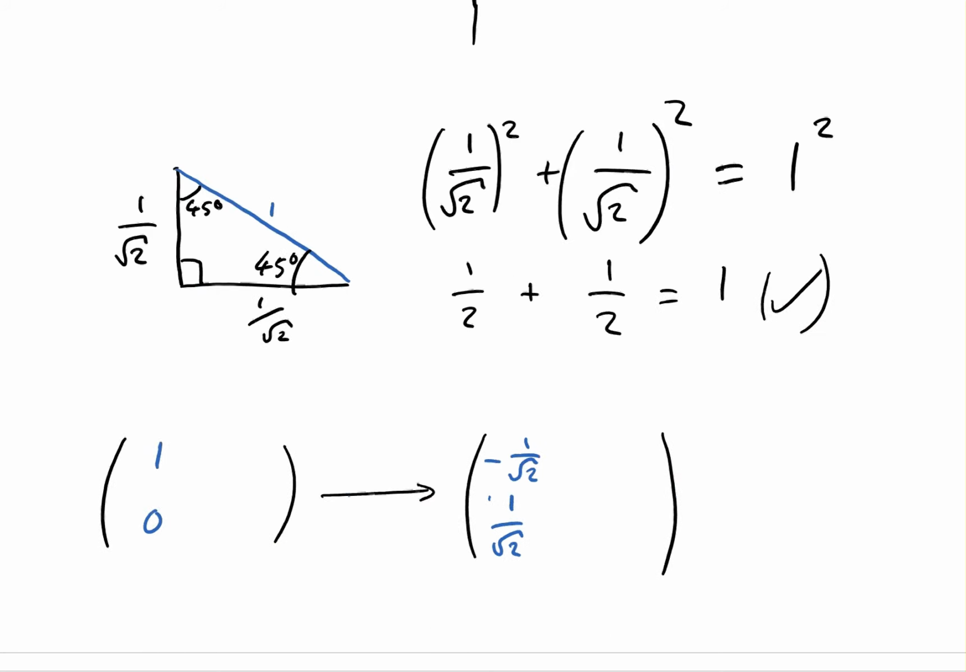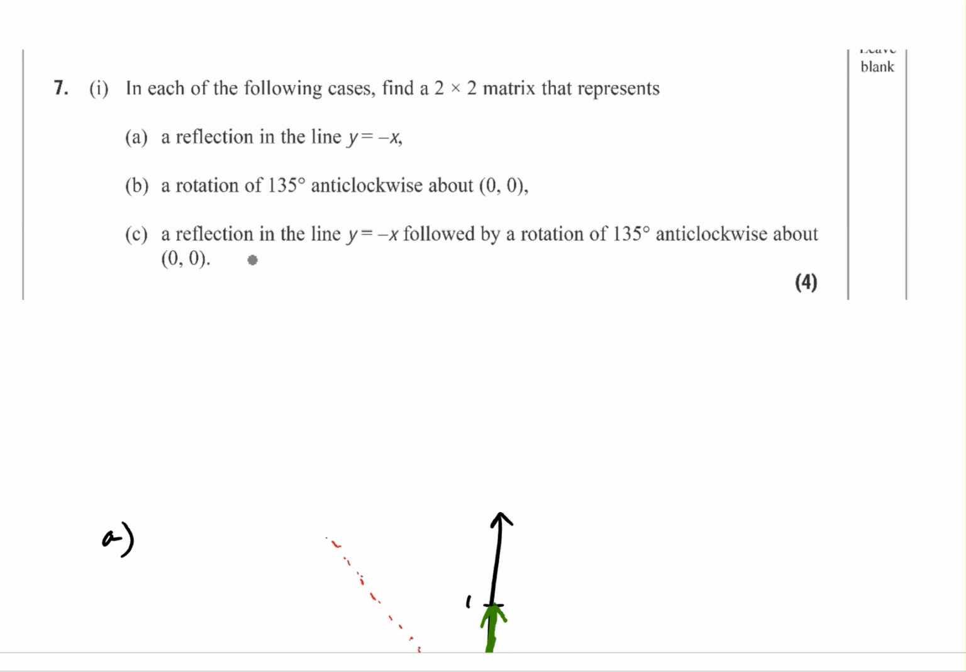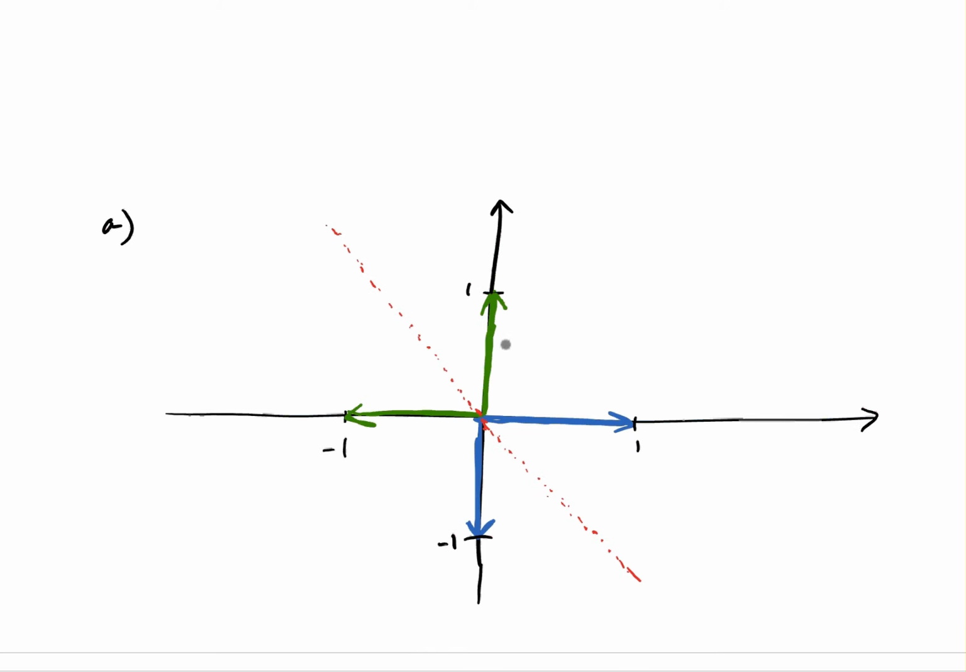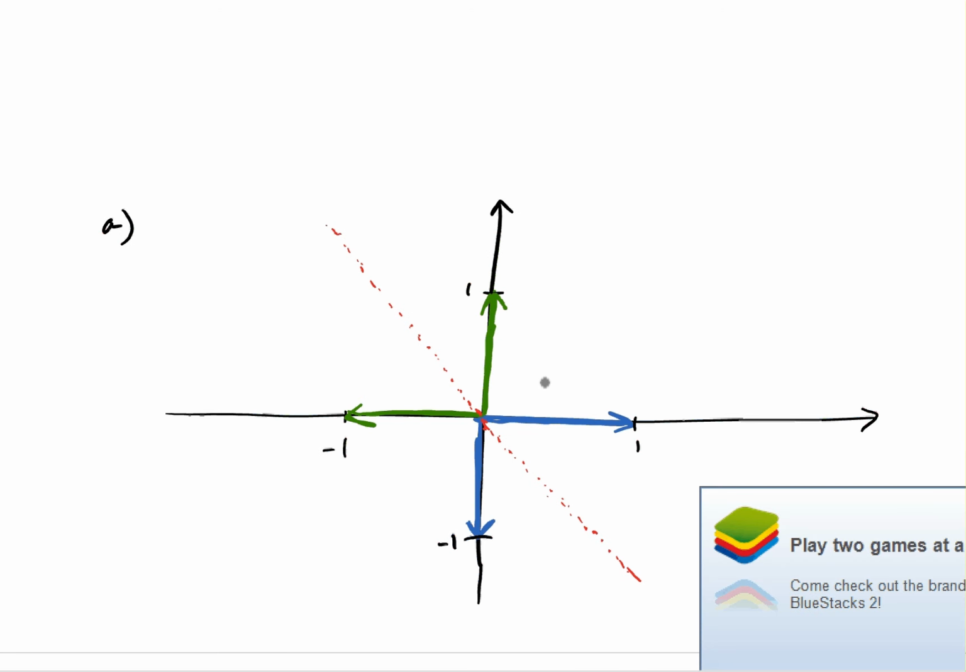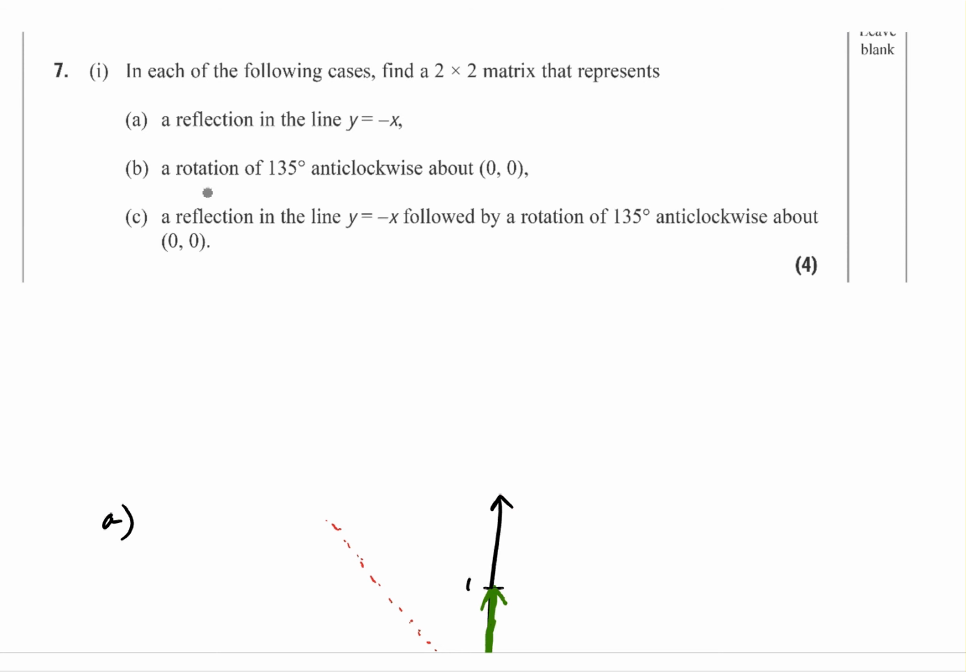Now, let's look at part C. Part C says a reflection in the line y equals minus x, what we did for part A, followed by a rotation of 135 degrees anti-clockwise about the origin. So that's part B. So basically what we're saying is you want to move this identity matrix, you want to do A, then B.